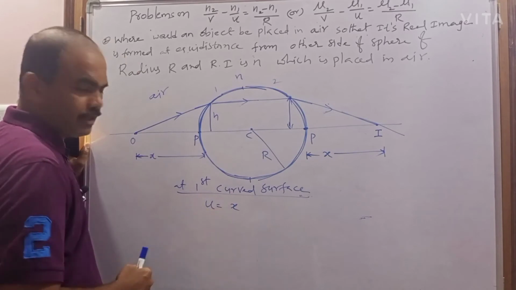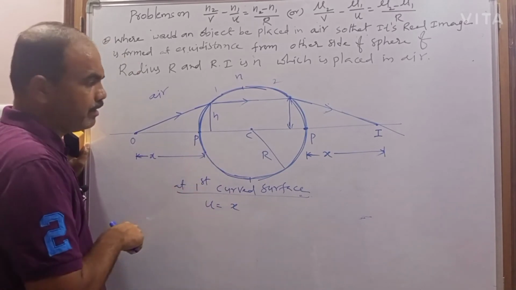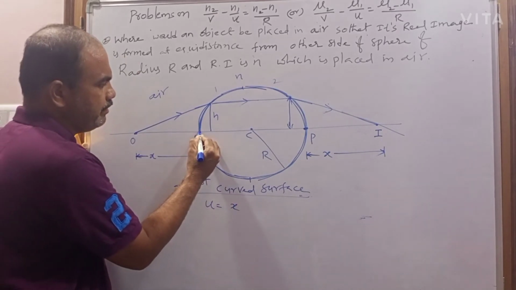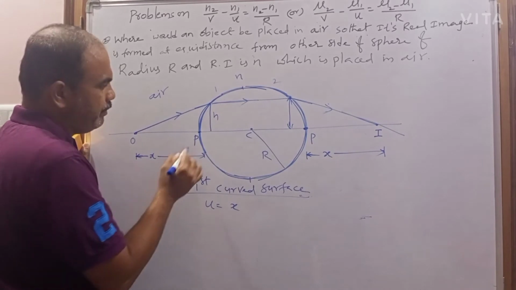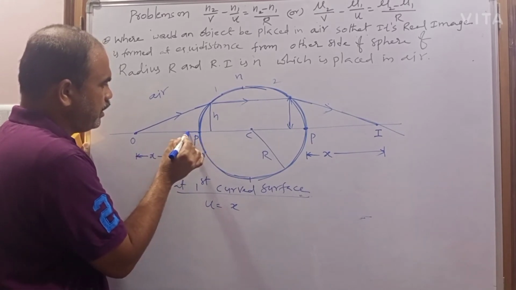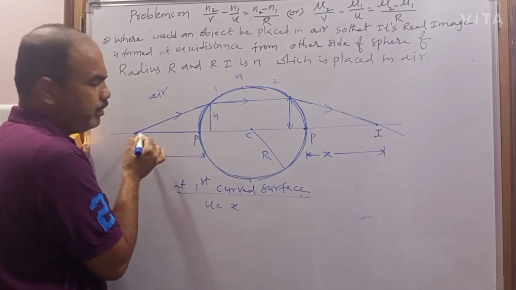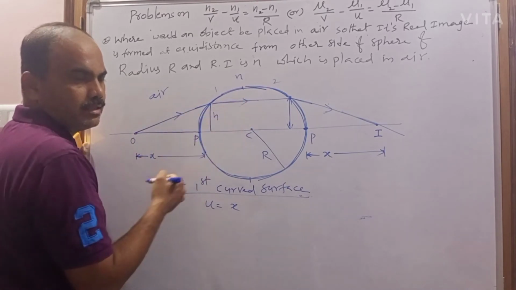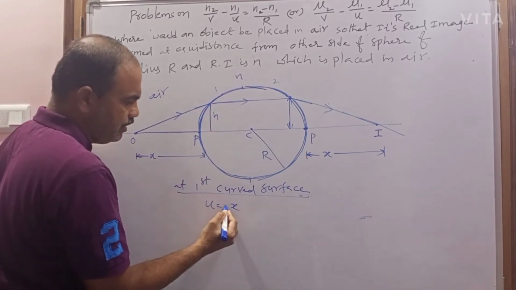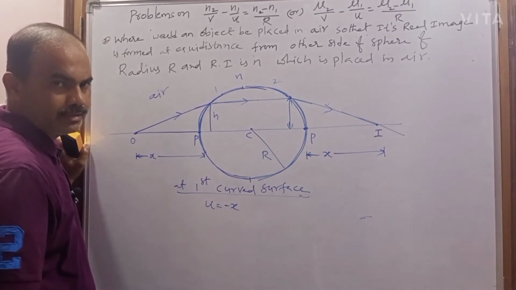But is this plus x or minus x? After applying the sign convention, all the distances are measured from where? The pole. If I measure the object distance, in which direction do I have to move? This is the direction I have to move. But the incident direction is in this direction. So that's why I am moving in the opposite direction. That's why u equal to minus x.